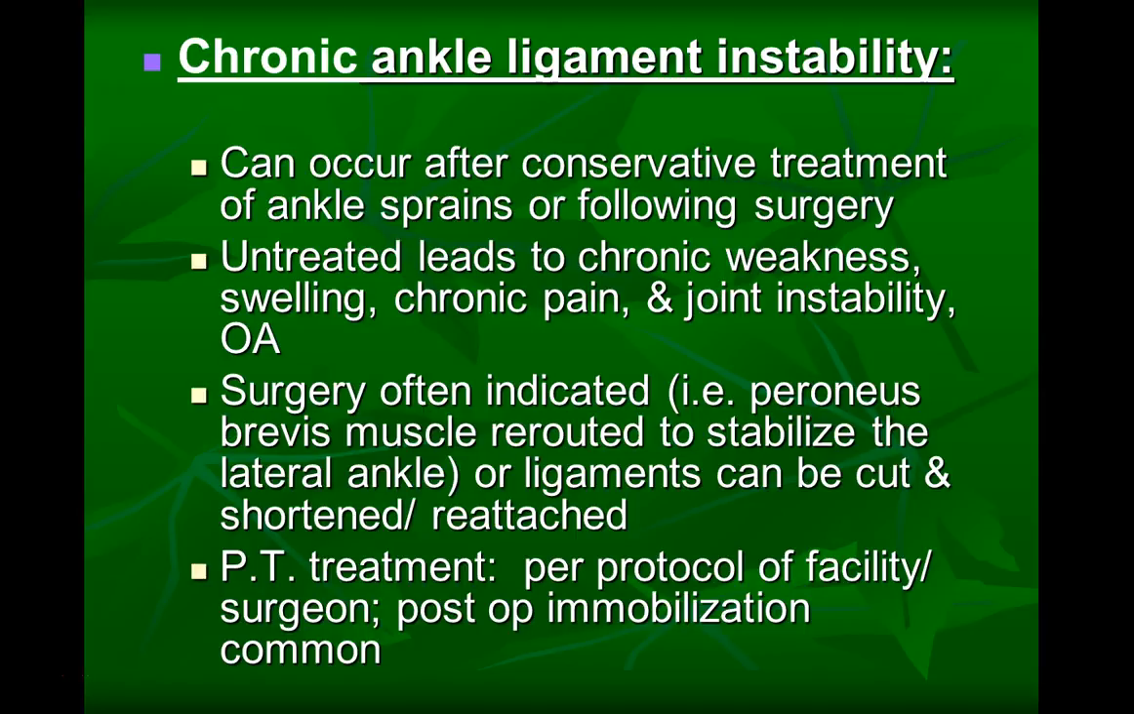So surgery might be the treatment of choice. They'll actually take the peroneus brevis muscle and reroute it, which helps stabilize the lateral ankle, or those stretched out, very unsupportive ligaments can be resected, shortened up and reattached to give the ankle a little bit more stability.